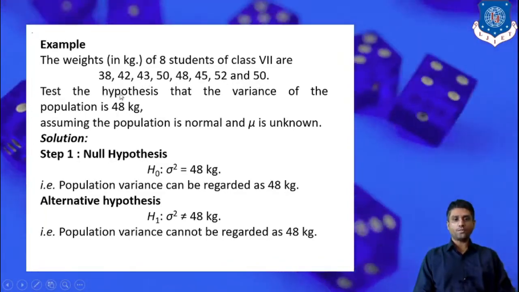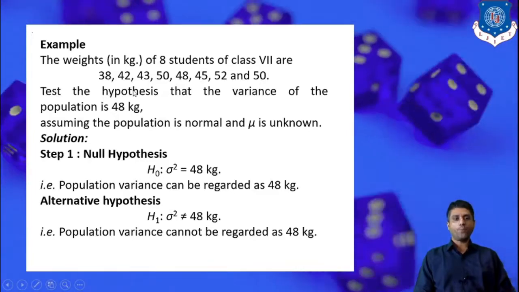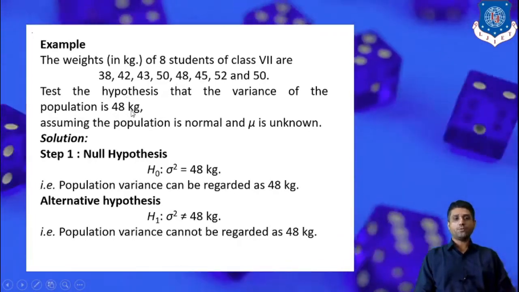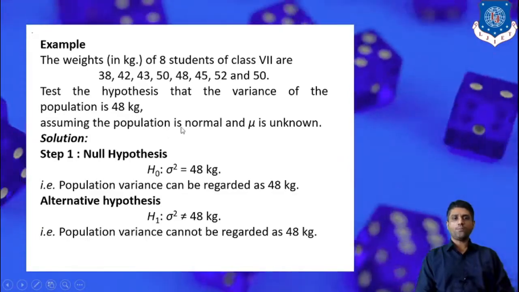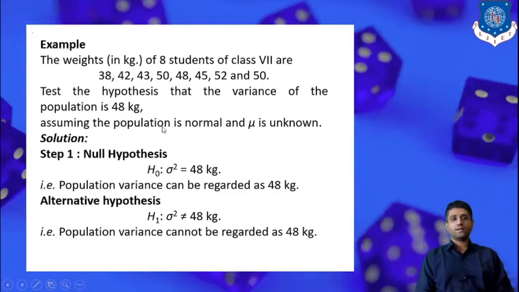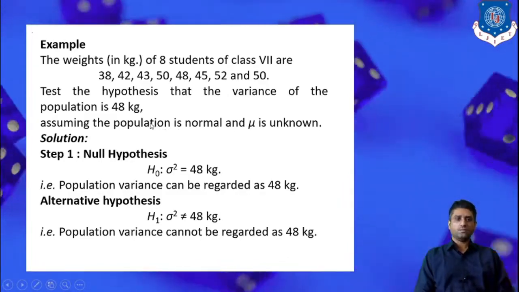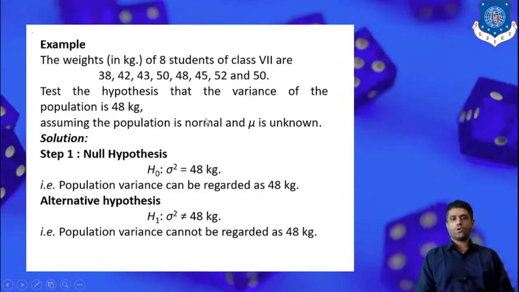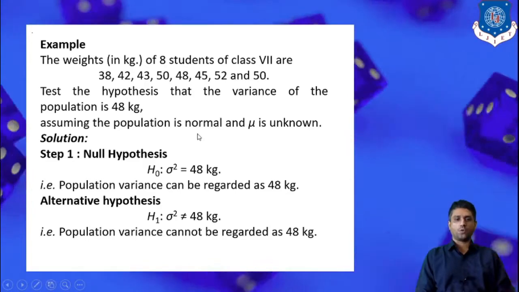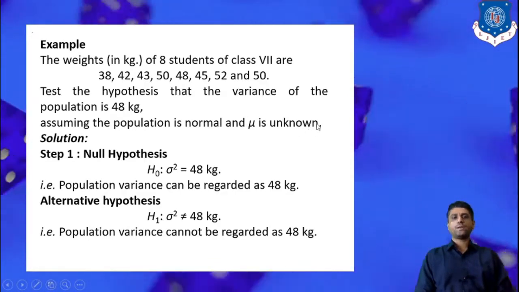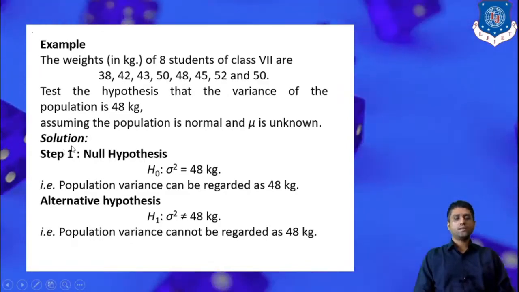Now test the hypothesis that the variance of the population is 48 kg. So we have to check the hypothesis that the variance of this population is 48 kg, assuming the population is normal. So the definition tells that the population follows the normal distribution, and also it is given that mu, that is the mean, is unknown. So let's start the solution.